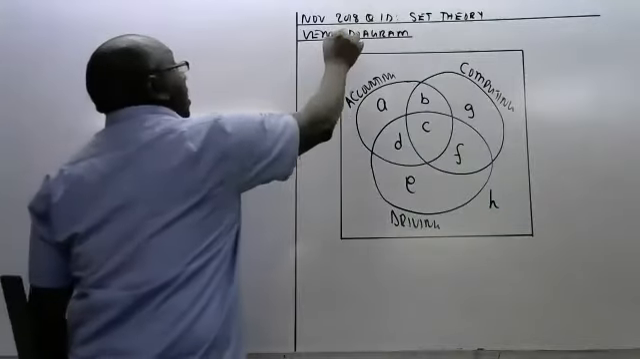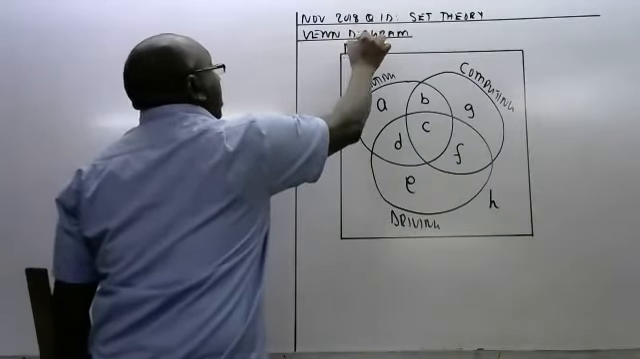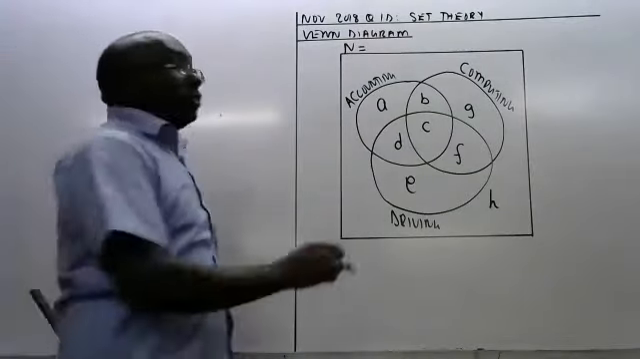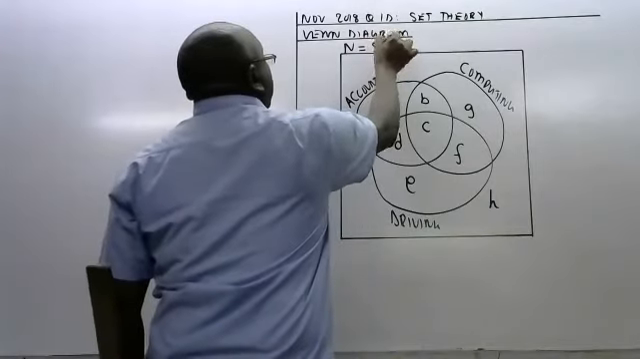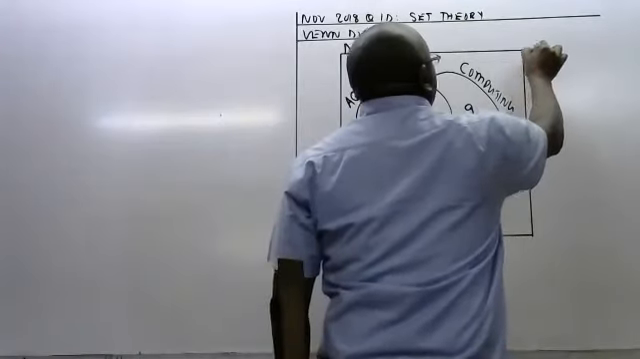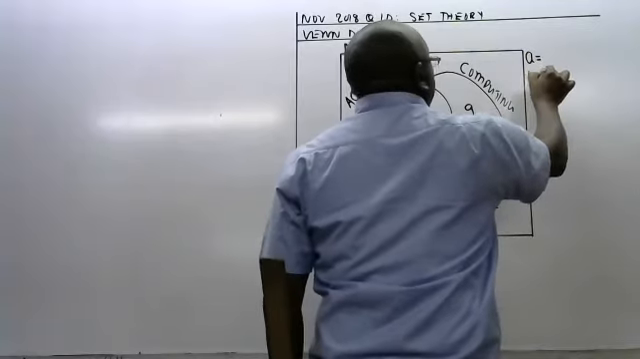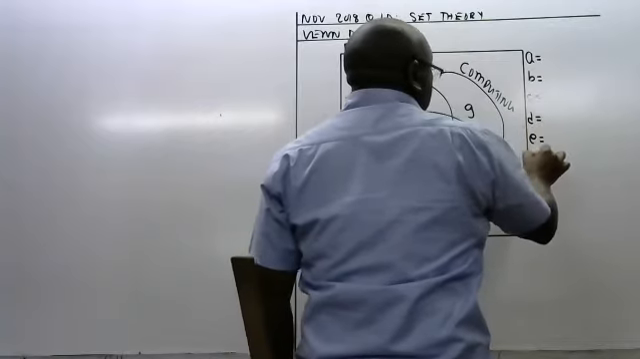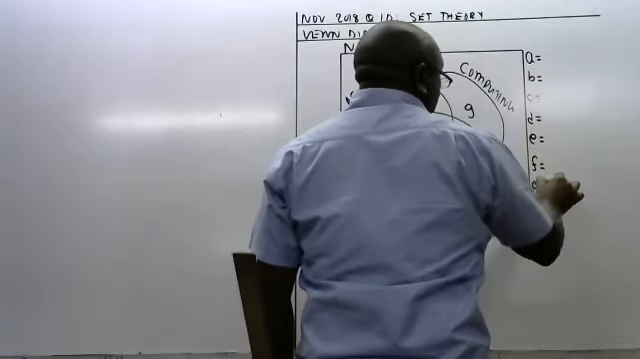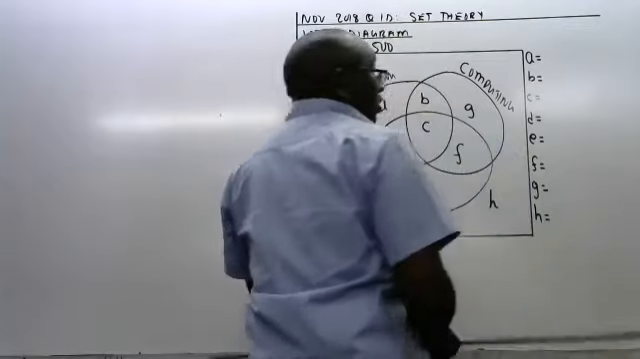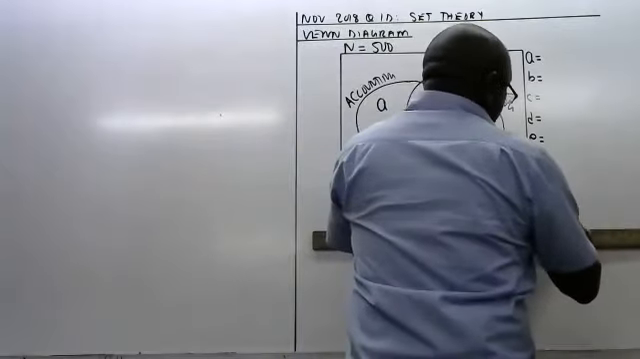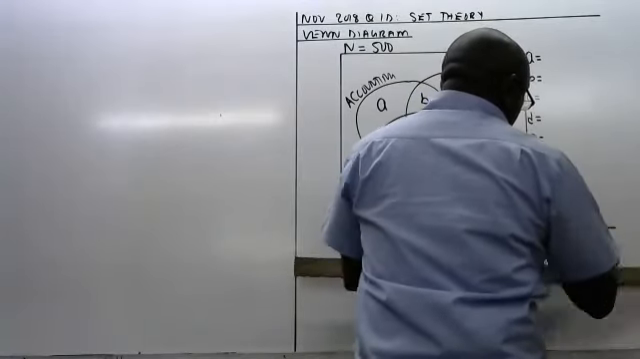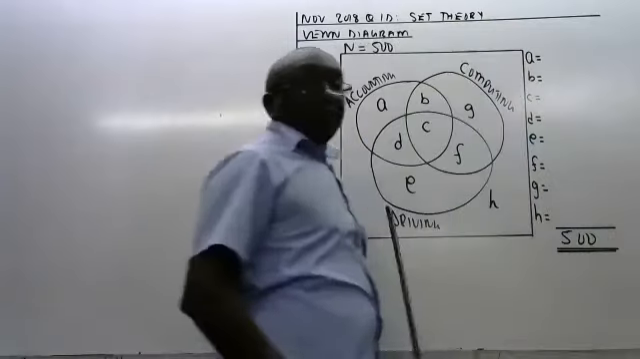So here we normally record N. N is the total number of students. We are told they are 500. So here we have A, B, C, D, E, F, G, H. And then we will have the total down here. And that total will be 500.